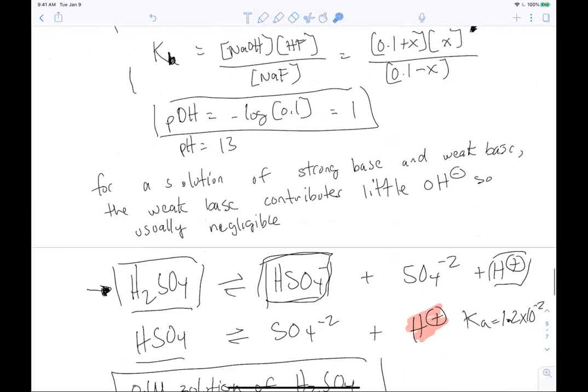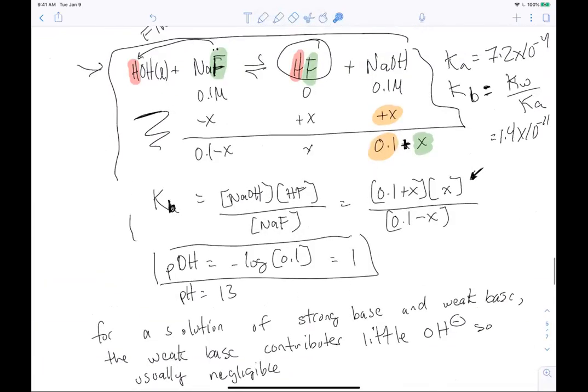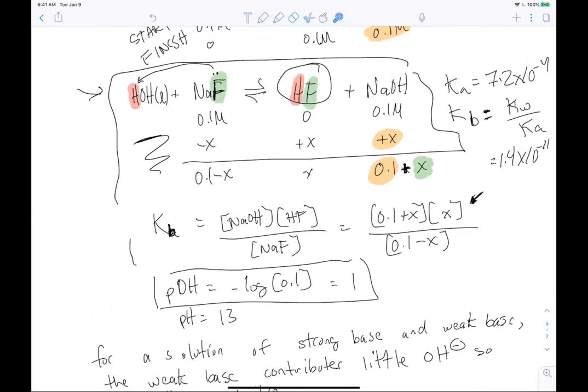So what Kb for that equation would make the x significant enough? Would it be like 1.4 times 10 to the negative fifth, negative fourth? Like, when does it become significant? It depends. It really depends on both.